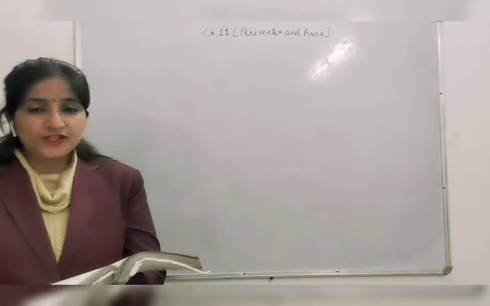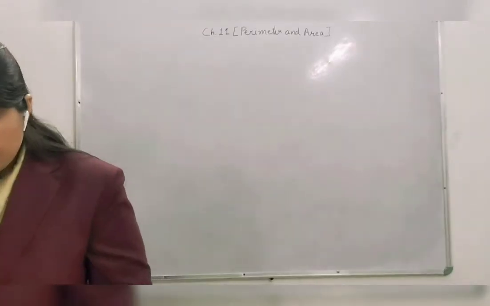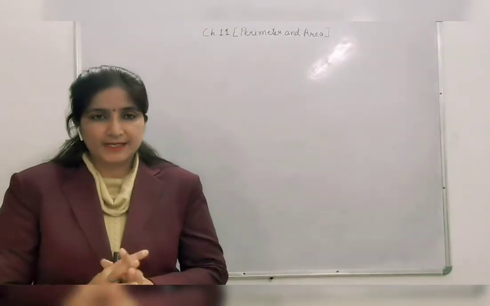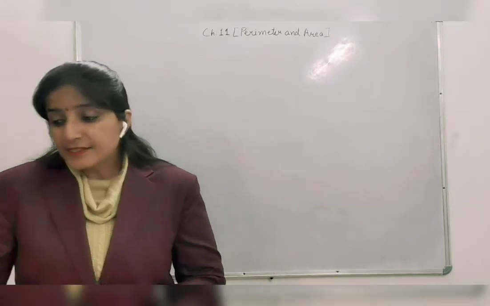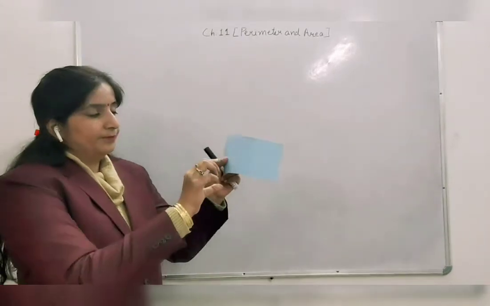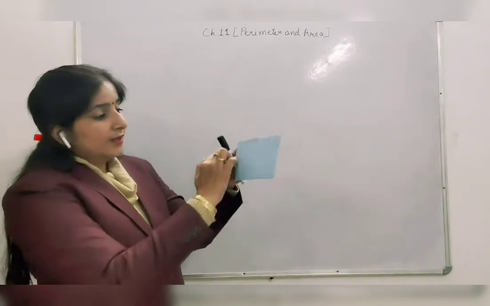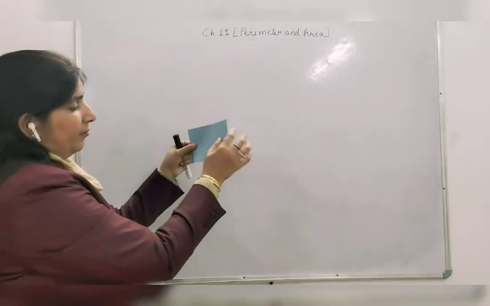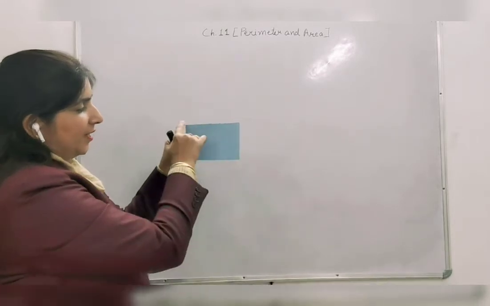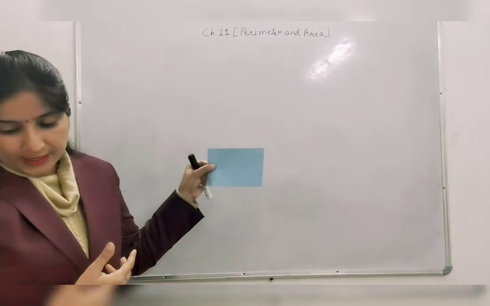Now on page number 206 there are some important things. Let us discuss those. As you can see this paper, this is a rectangular paper and this is the area, the paper which is visible. The paper is the area actually, and the boundary is the perimeter that we discussed.